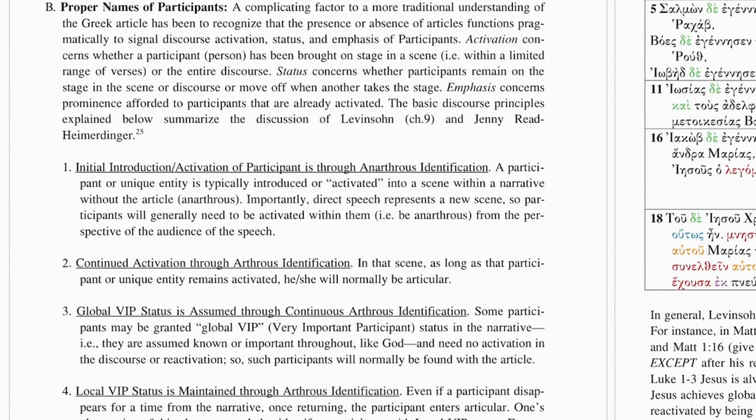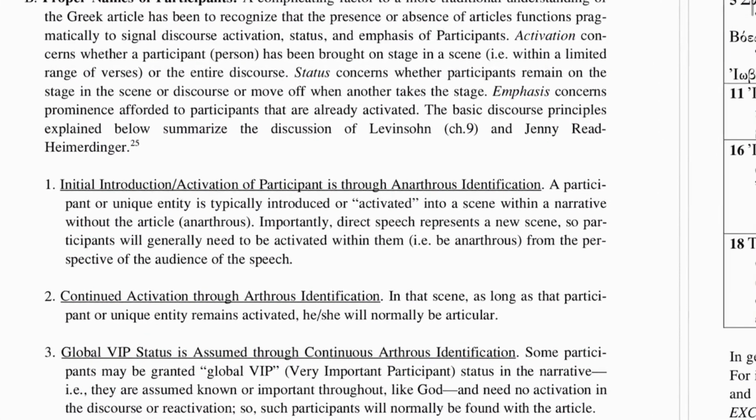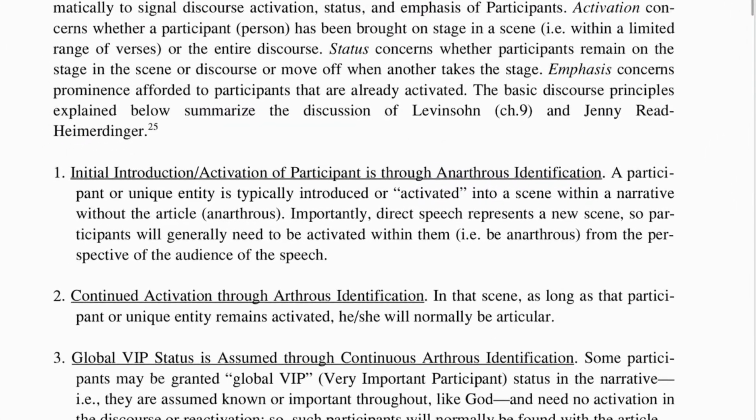All right, so last time we were looking at some of the principles of activation of participants and entities into the discourse. Basically the rule is, if you introduce someone new into the discourse, you do so without the article. That is, they are anarthrous. When they are referred back to again, they typically have the article because they're a known entity. So when an article is present, it's indicating a known or already introduced entity into the discourse.